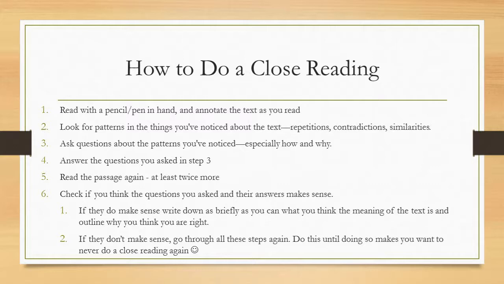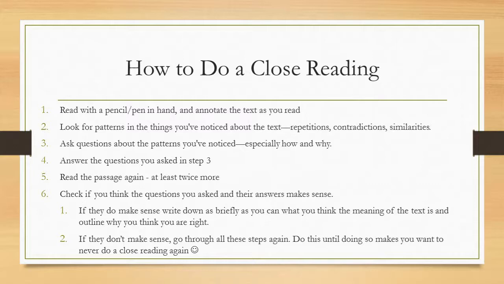There are only 6 of them, and they are: 1. Read with a pencil or pen in hand and annotate the text as you read. 2. Look for patterns in the things you've noticed about the text: repetition, contradiction, similarities. 3. Ask questions about the patterns you've noticed, especially how and why questions. 4. Answer the questions you've asked in step 3. 5. Read the passage again, at least twice more. 6. Check if you think the questions you asked and their answers make sense.